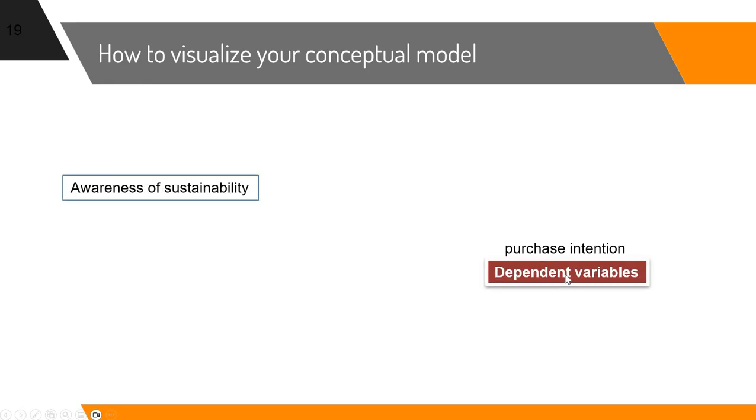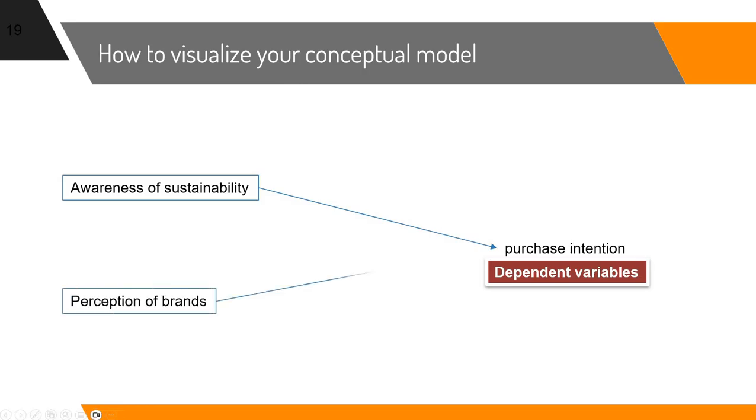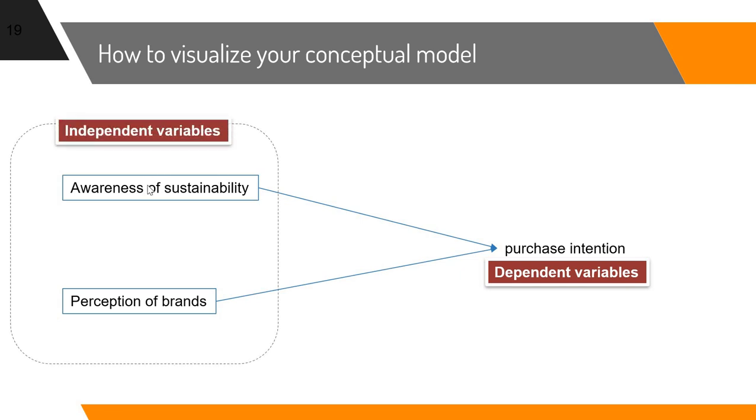And besides that, in the previous research, it shows that awareness of sustainability may be related with their purchase intention, and also perception of the brands. And these two are my independent variables. So I'm going to look at the relationships between awareness of sustainability and purchase intention, and perception of brands and purchase intention. And my conceptual model needs to match my hypothesis pretty well. So this is my H1 and this is my H2.